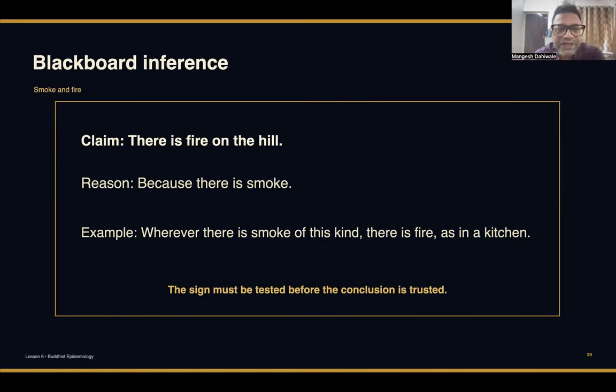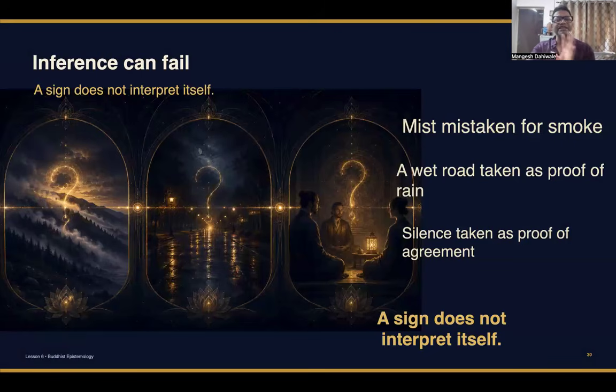So claim: there is fire on the hill. Reason: because there is smoke. Example: wherever there is smoke of this kind, there is fire, as in a kitchen. The sign must be tested before the conclusion is trusted. So inference can fail. A sign does not interpret itself. Okay, so sometimes our inference can fail because it doesn't satisfy the certain inferential process.